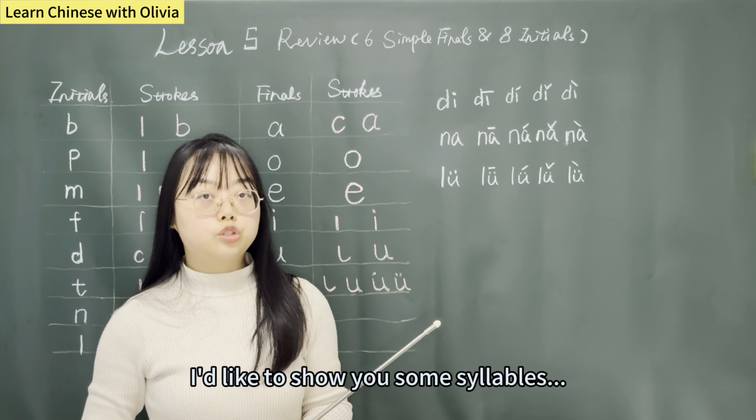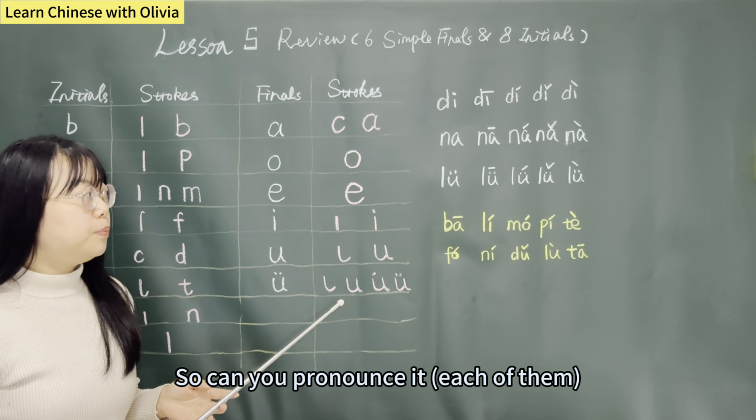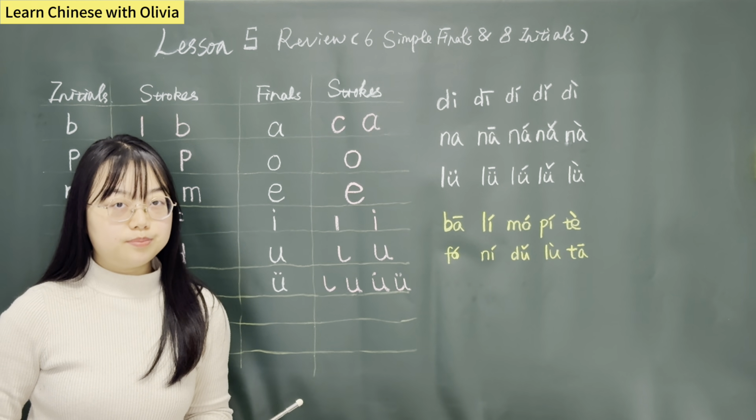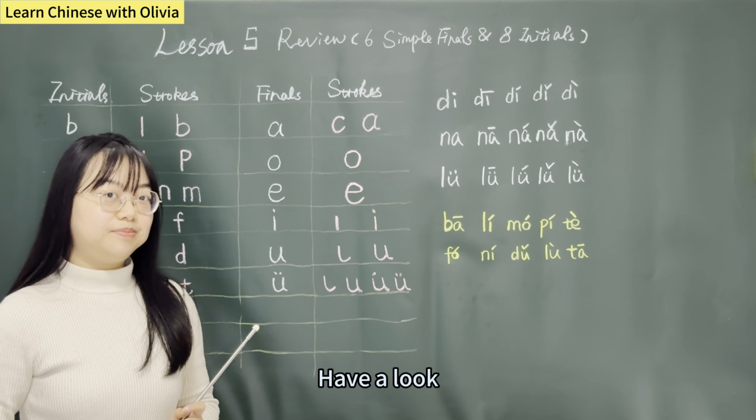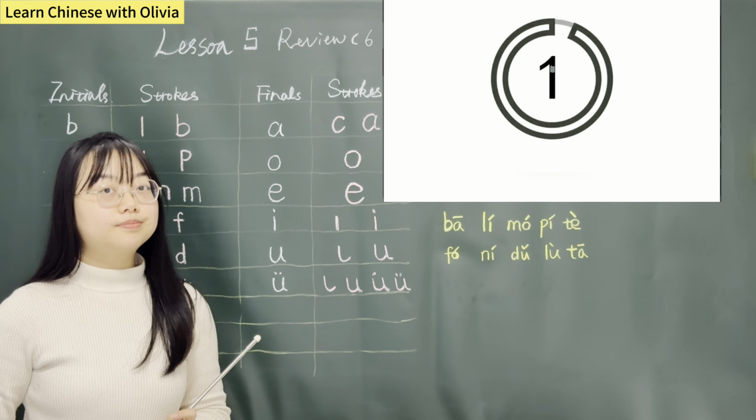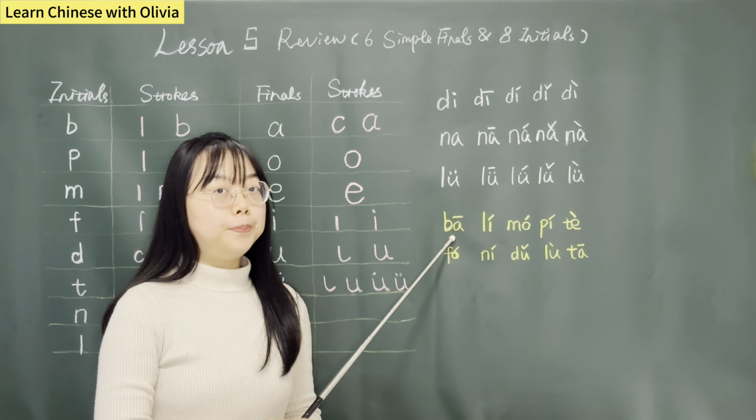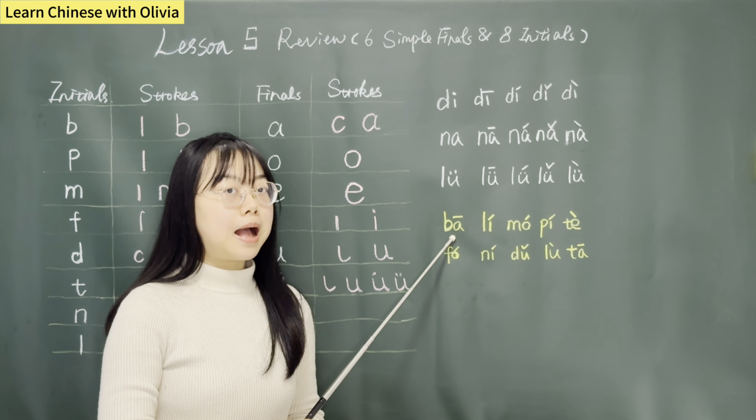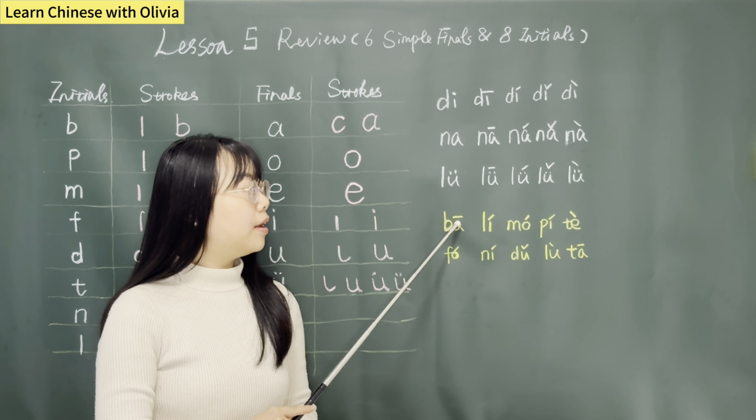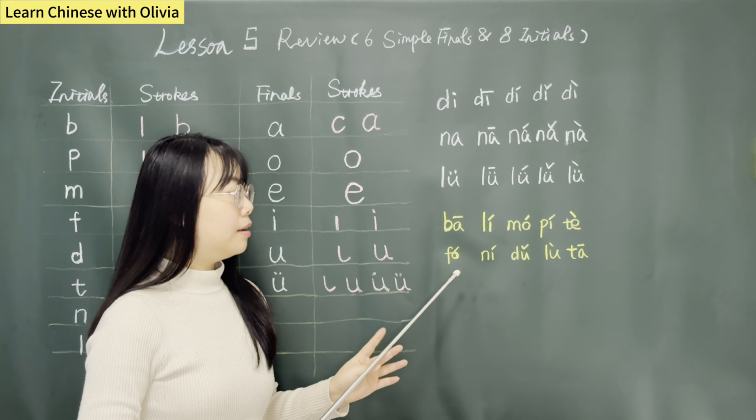Can you pronounce the syllable by yourself? I'd like to show you some syllables. Can you pronounce it in just 5 seconds? Have a look and have a try. Okay, let's have a check. For the first one, bo, a, ba. The tone is flat. Ba, ba.